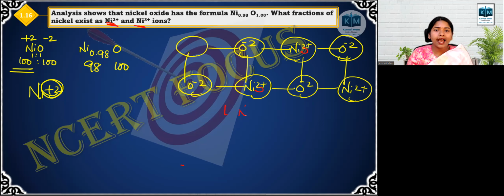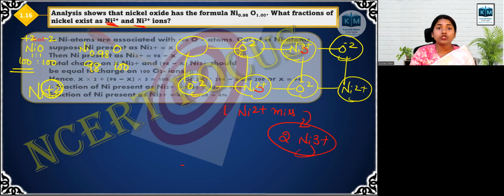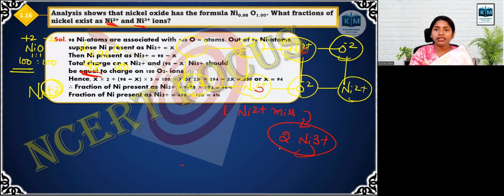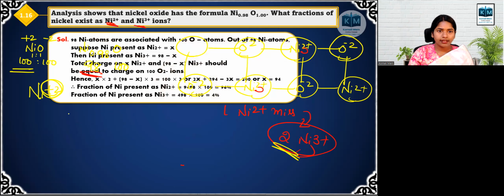So 1 Ni plus 2 is missing. How many Ni plus 3s will be generated? 2 Ni plus 3s. But according to the question, 98 means 2 Ni plus 2s are missing. So 2 Ni plus 2s missing means how many Ni plus 3s generated? 4. Double the number will be generated. So Ni plus 3, how many will be generated? 4. Total is 98 into 100.